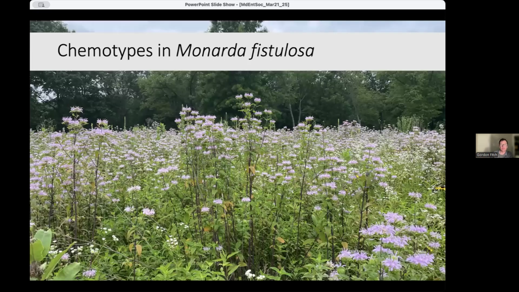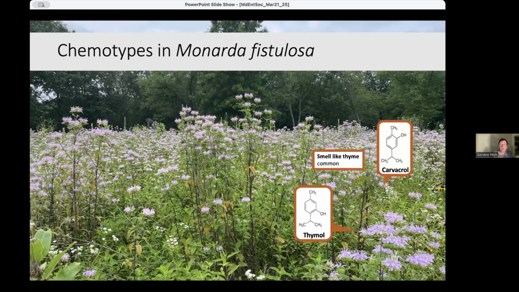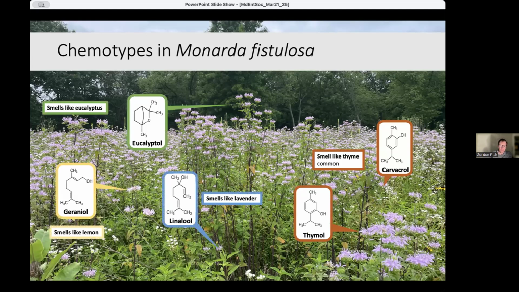And so you can go out into a field of Monarda fistulosa like this, and if you rub your fingers on the leaves or sniff the flowers, you'll see that most of them have a sort of herbaceous smell, kind of like thyme or oregano. And that's from these two chemical compounds, thymol and carvacrol. So I would say in most populations, probably 90% or more of the individual plants have this thyme-like smell. But if you're lucky, you'll find others that smell like lavender or smell like lemon or even eucalyptus, all growing together in the same field.